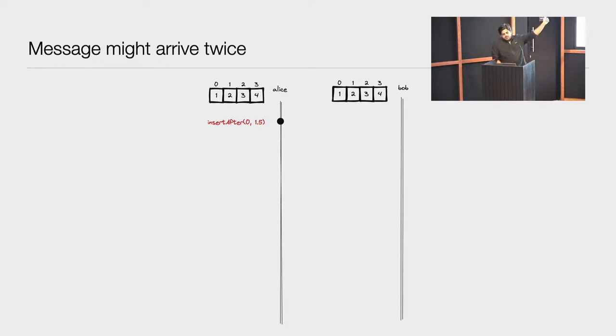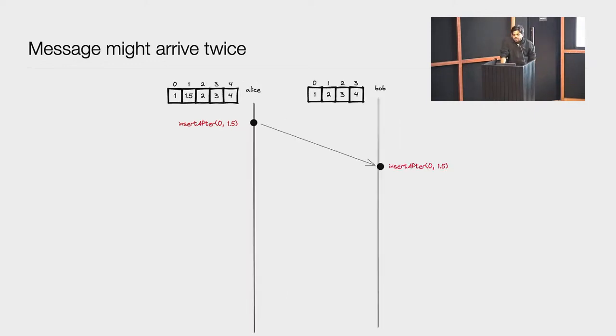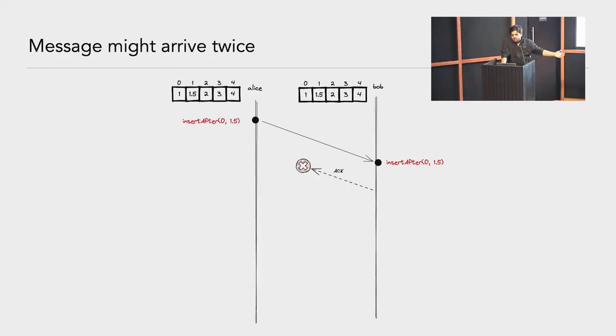So say Alice makes this change. They say insert after 0, 1, 1, or 1.5. Right now, the message is sent to Bob. Bob makes a change on the local copy. They've sent back an ACK to Alice saying that, okay, I've received the thing, I've made that change, but that ACK does not reach back to Alice. There can be tons of reasons for this: some sort of packet loss due to network failure, due to some cable being cut somewhere, etc.